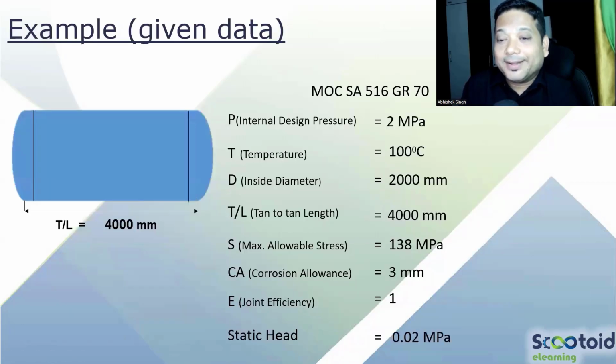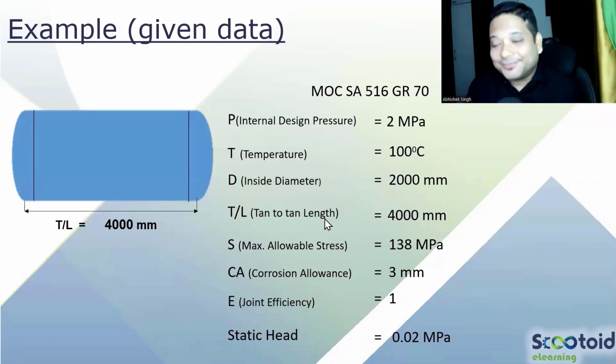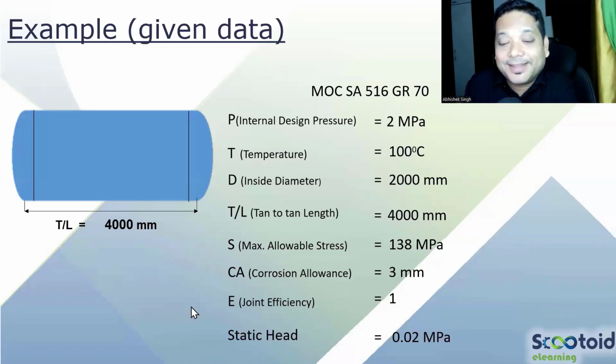Now let us start with the calculation. We have data which you can see on the screen. Internal design pressure is 2 MPa, temperature 100 degrees Celsius, inside diameter 2000, tan to tan length is 4000, and allowable stress is 138. Same allowable you can consider at 100 degrees Celsius also. Corrosion allowance 3 mm, joint efficiency 1. And there is a static head of 0.02 MPa.